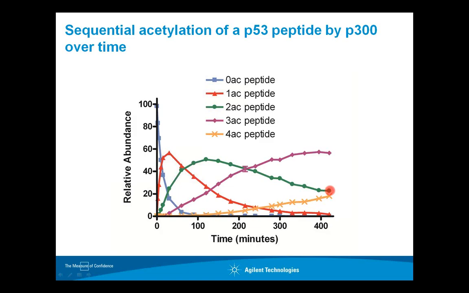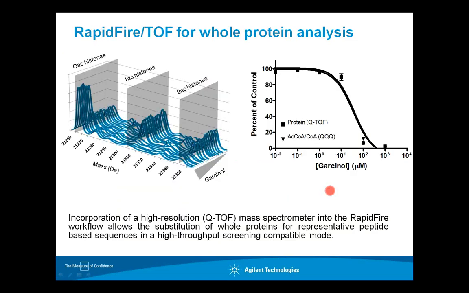Now imagine trying to do this using an optical assay or an optical readout. So this is one example of where RapidFire has really enabled detecting a reaction that was very difficult to detect by other means, or impossible. In addition, we've also analyzed the whole protein, whole histone protein. So before we were looking at a peptide, now we're looking at a whole histone protein.